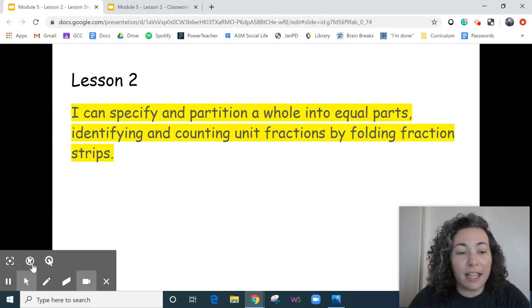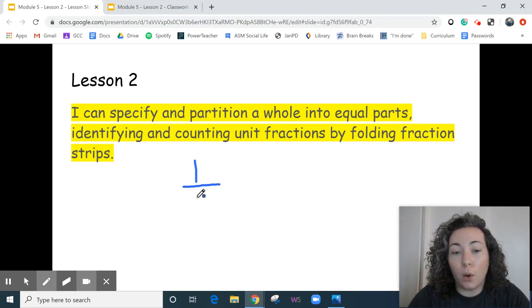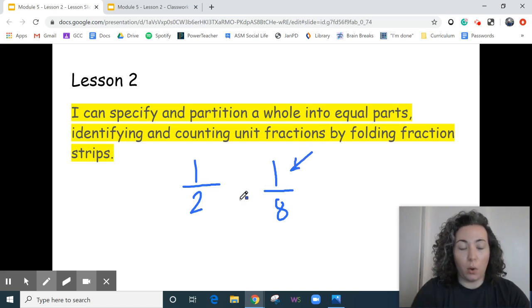A quick reminder that a unit fraction is simply when you have one part of the whole. So you could have one part out of 2, 1/2, or one part out of 8. A unit fraction is when you're talking about just one part of the whole. Okay, so instead of 2/8, just 1/8.